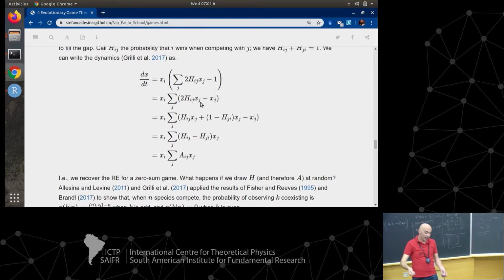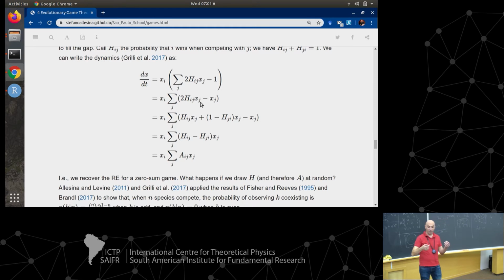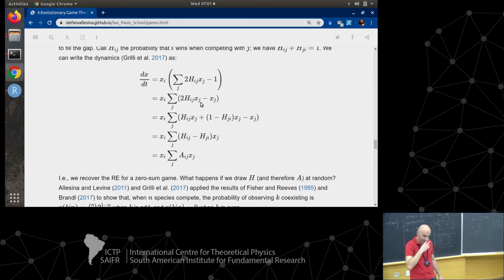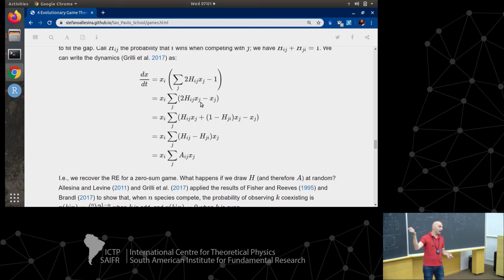And then these you can think of as the probability of getting a seed of species I and J, right, which will happen with some rate that is proportional to xi and xj, and that's why they multiply. And then because I want to know the probability that I wins, Hij. And then there's a 2, because when I sample two seeds, I could pick I and J or J and I, but it's the same pair, and that's why there's the 2.